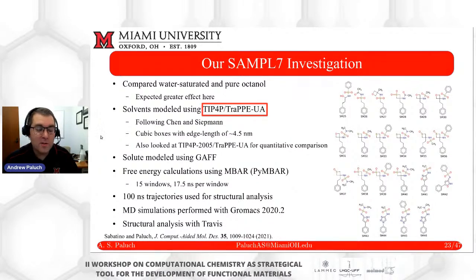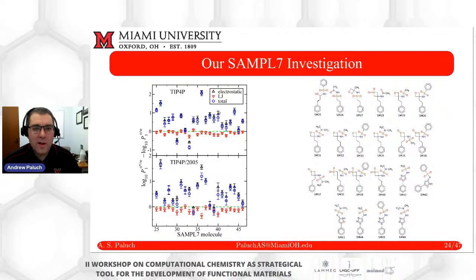And so we set up our systems for water, octanol, and water-saturated octanol. We had cubic boxes with box lengths of about 4.5 nanometers. We also looked at TIP4P/2005 after the close of sample 7, just to look at the effect of the water model. These were all performed with GROMACS, and we used sufficient times to make sure we had these systems converged.